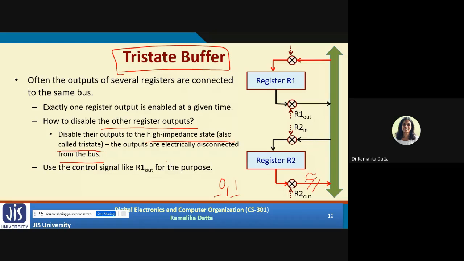Okay, so what I'm saying is basically that this high impedance state is a kind of state which is electrically disconnected from the bus. So even if it is connected, it will not pass any value. So that's how we implement the bus structure in a computer.